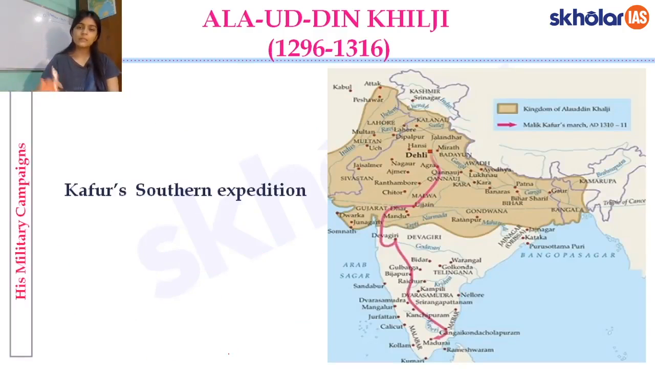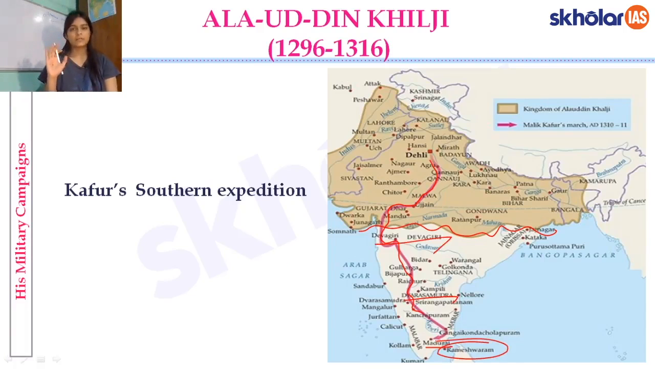Now, let's try and look at a map of Alauddin's empire and Kafur's. That's essentially what I showed you in the starting, the kingdom of Khilji. And this is from where Kafur takes his expedition: Devagiri, Dwarasamudra, Madurai, and even until Rameshwaram. This is where he built that mosque in Rameshwaram.